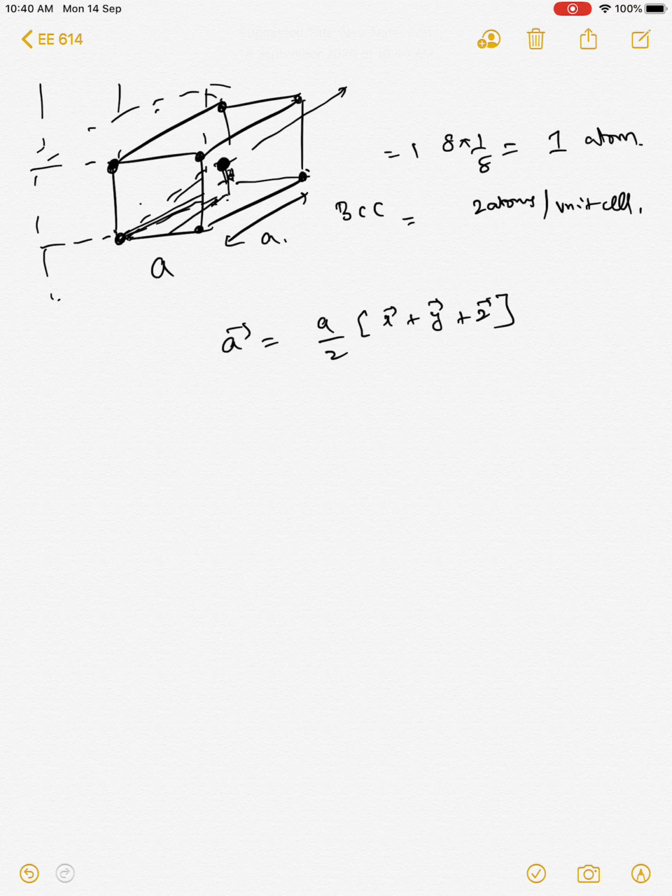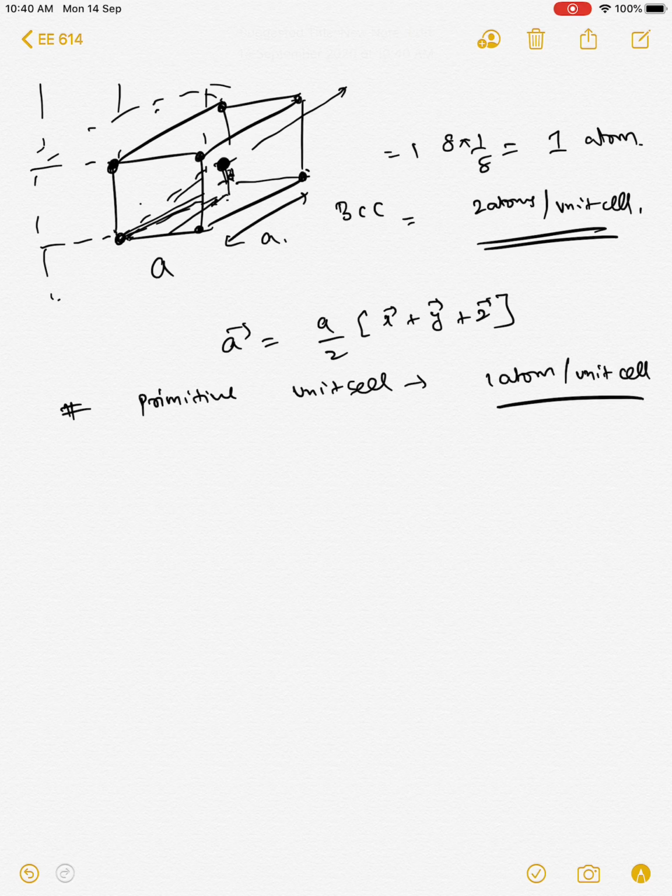Till now we have talked about a unit cell which is a cube with an atom at the center. This is called a conventional unit cell, where the number of atoms per unit cell is more than 1. However, you can also define what is called a primitive unit cell, which has only 1 atom per unit cell.